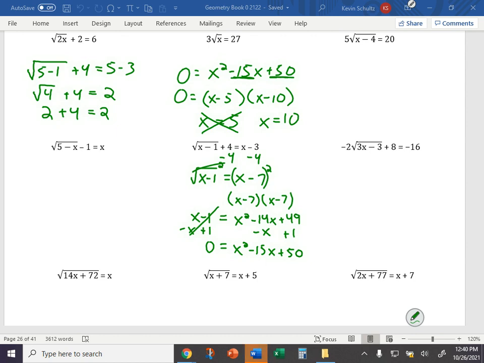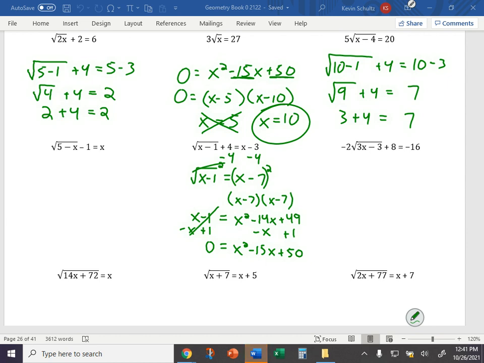Let's go to 10. The root of 10 minus 1 plus 4, does that equal 10 minus 3? 10 minus 1 is 9. The root of 9 is 3. 3 plus 4, does that equal 7? Yes, it does. So 10 is the solution. 5 is extraneous. Yeah, right? Yeah, math.